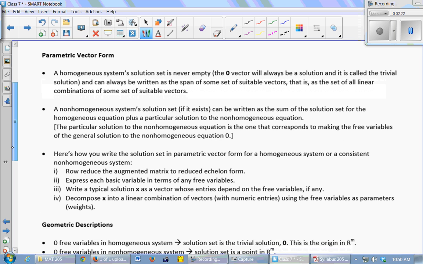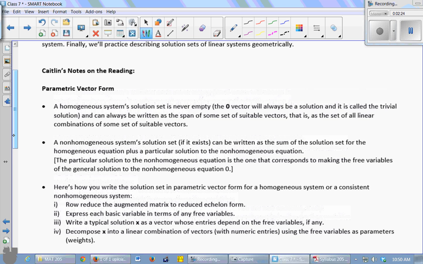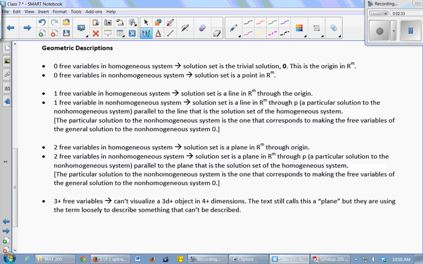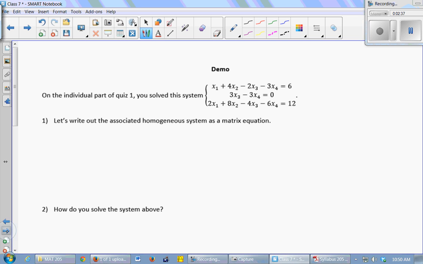So the reading basically is broken into 2 really big topics: how to write something in parametric vector form, and how to describe a solution set geometrically. I summarized both of those things, and now we're going to practice doing them.